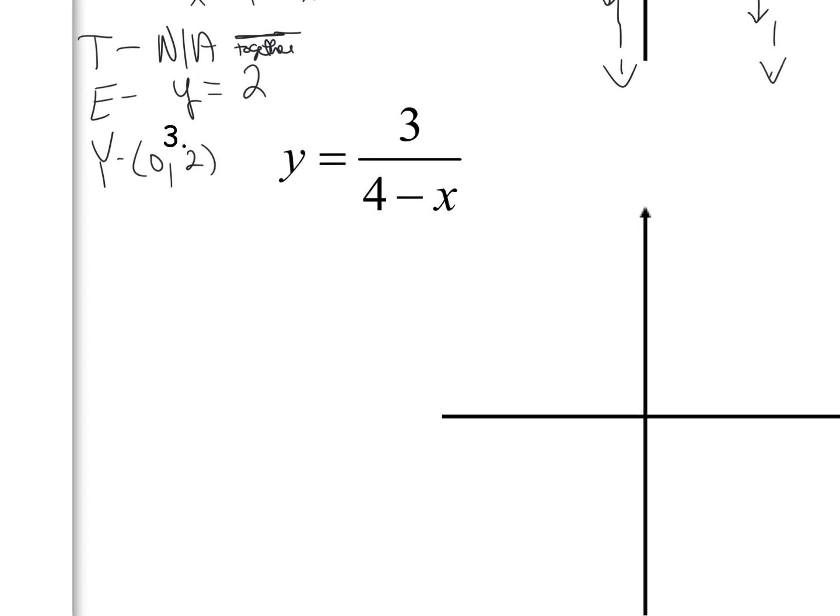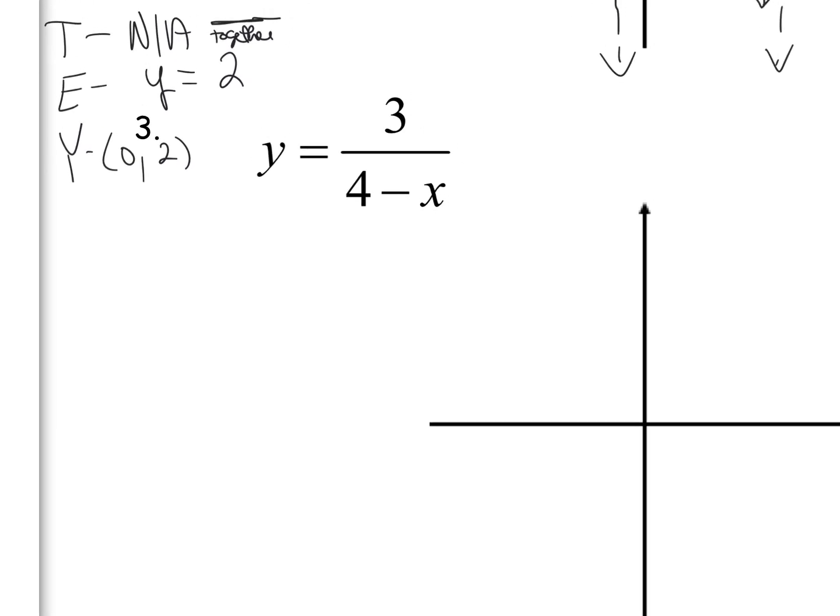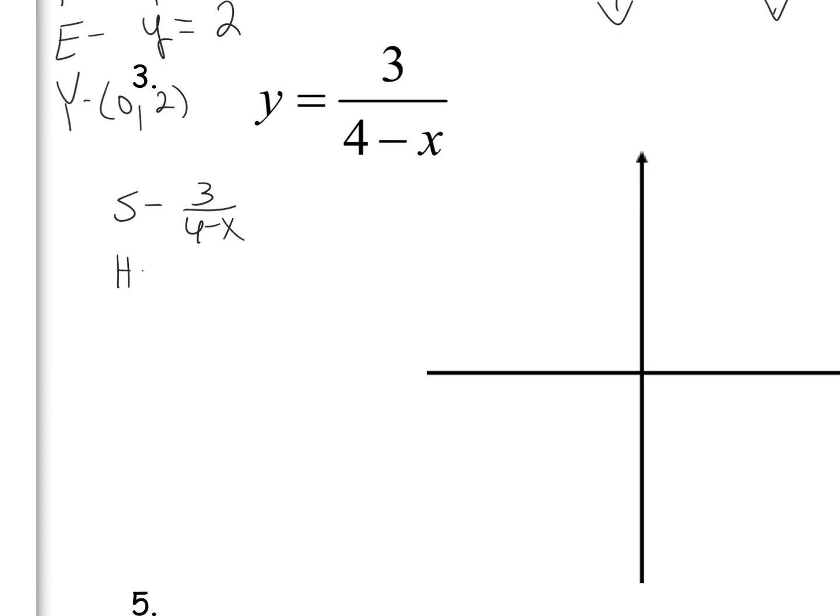Okay, let's try another. This one looks a lot like what we were already doing, doesn't it? So we start with S. Can it simplify? We got holes. Since it didn't cancel anything out, we got none. Roots. How do I find roots? Take the top and set it equal to 0. Are there any variables on the top? So I have no roots.